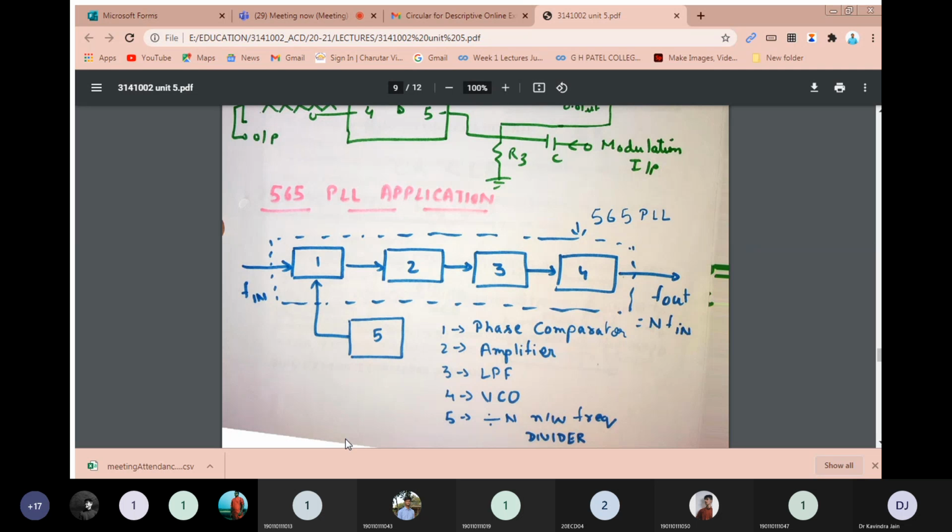Okay. So students, I hope you have drawn the block diagram. Can I proceed further? Yes, sir. Drawn.